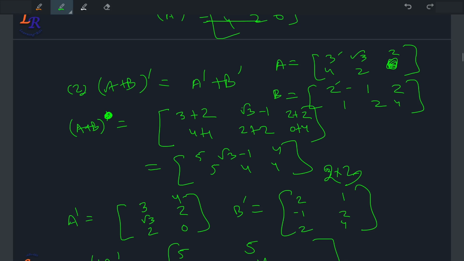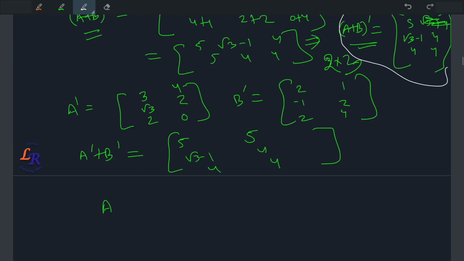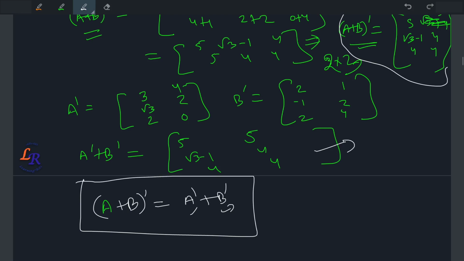Sorry, here we had started with A plus B. So what would be (A plus B) dash, the transpose? It would become 5, root 3 minus 1, 4 in one direction, and here 5, 4, 4. Now you take this matrix and compare it with this one, and you get that both are the same. So it means that the transpose of A plus B equals transpose of A plus transpose of B. So this property you can easily see now.